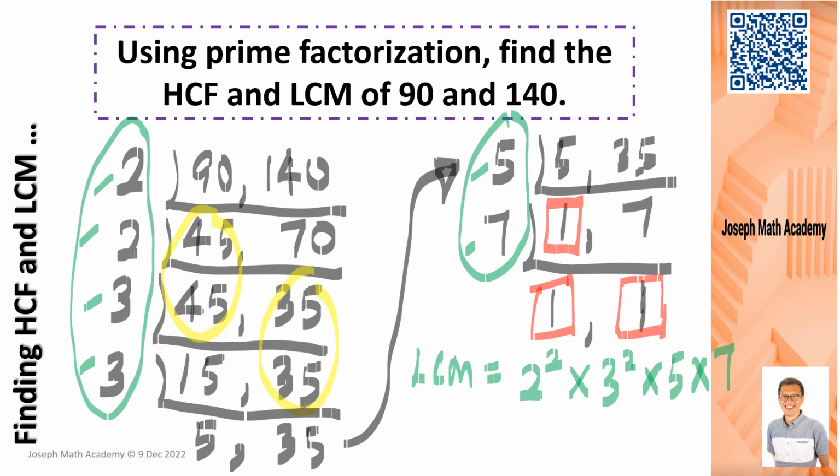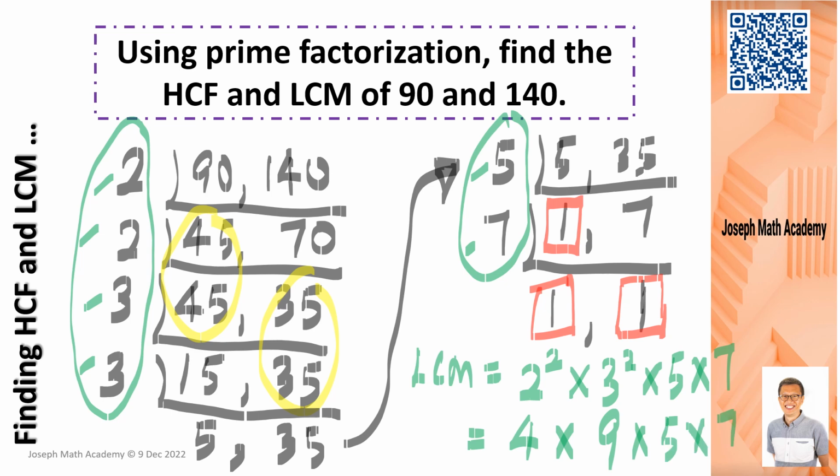So if the teacher is asking you for LCM of 90 and 140 written in index notation, we are done. But if they ask you for the actual value, you have to work it out. You have to physically multiply all this out. Meaning 2 to the power of 2 means 2 times 2, that gives us 4, 3 to the power of 2 means 3 times 3, that's 9, then you times 5 times 7.